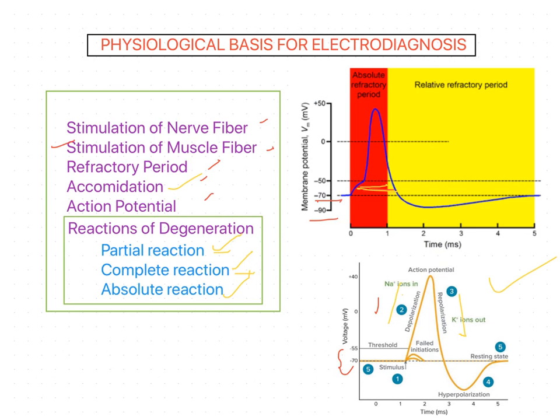So these are all the physiological basis for electrodiagnosis. In the next session we are going to discuss the methods of electrodiagnosis: strength duration curves, nerve conduction test, nerve conduction velocity test, and also EMG, electromyography.